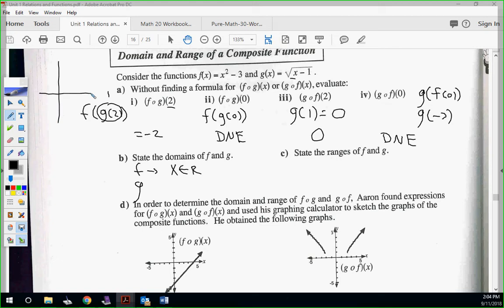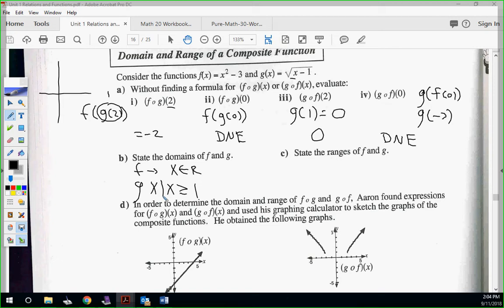So if you think about it, if I put 0 in there, is that good? What makes the inside of there 0? 1, right? And we can have 1 and bigger. So you're going to say x is greater than or equal to 1. And this is your set builder notation. Okay? So x is greater than or equal to 1 for the radical function.